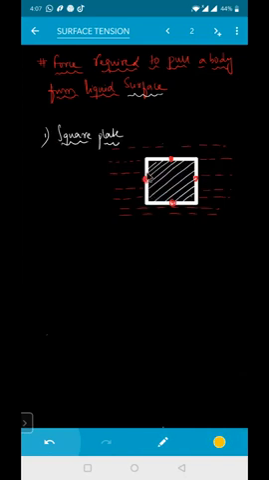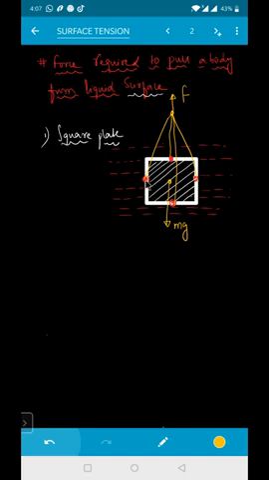Now for this one, we are attaching a thread here, like this. This thread is attached to this one, and this thread is also attached to this one. We are applying a small force to move it in the upward direction, slowly. The weight of this plate is acting in the downward direction, that is, M into G. The force is in the upward direction.